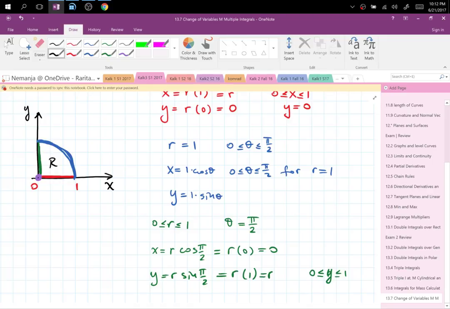This is the reason why in the polar coordinates double integrals they say over rectangular region, because in the eyes of the polar it is a rectangle, but if you transform it into x and y, it is a quarter of a circle.